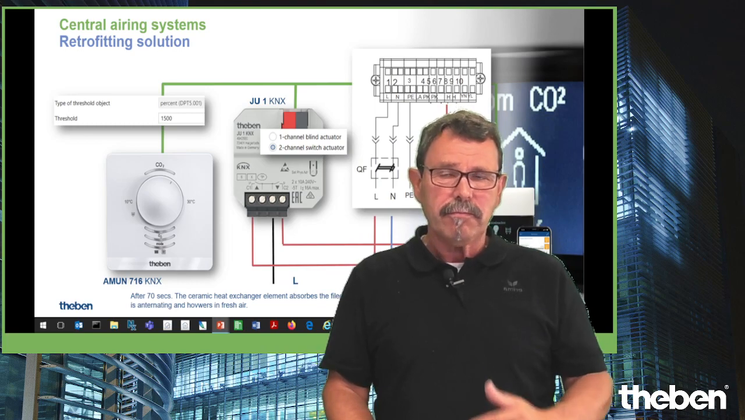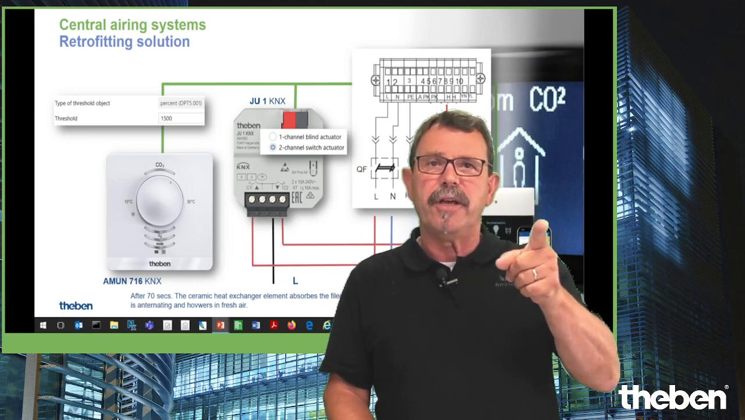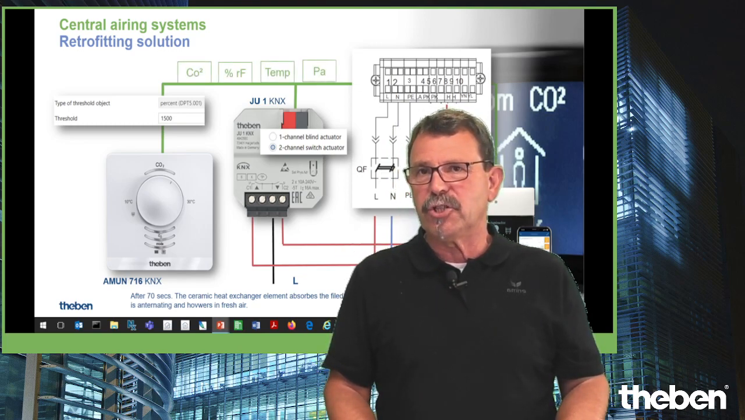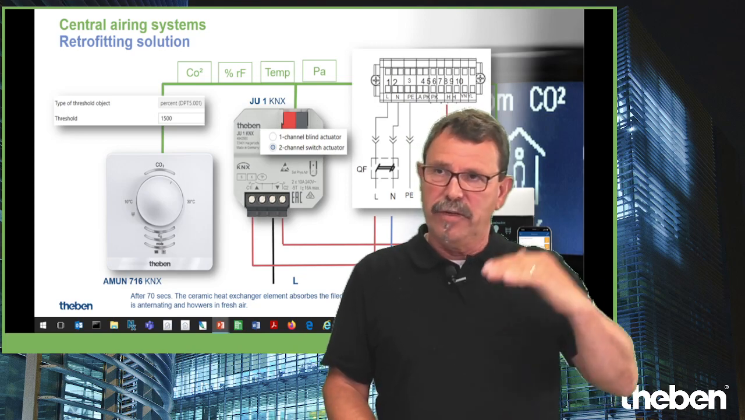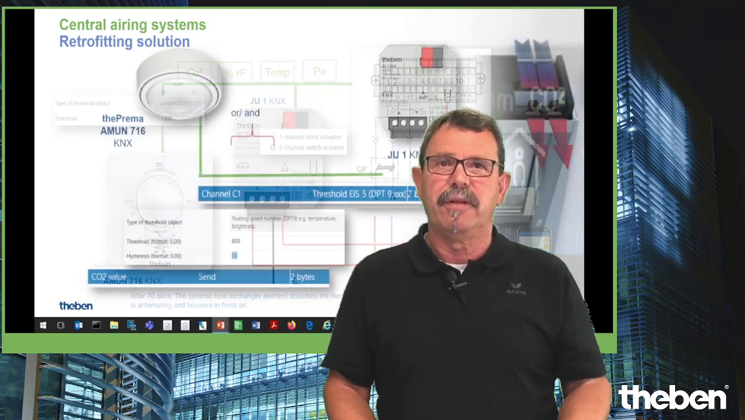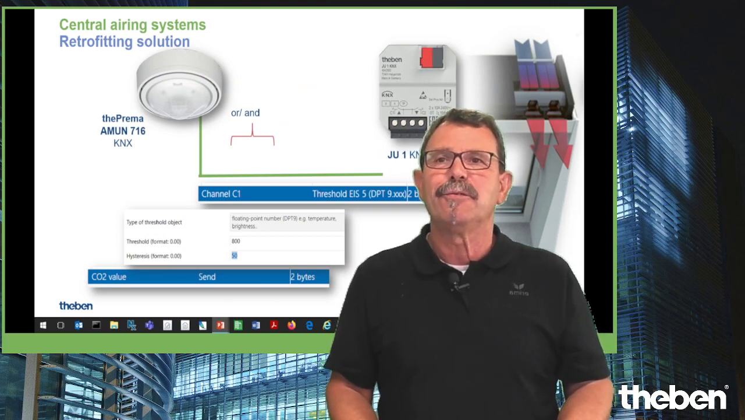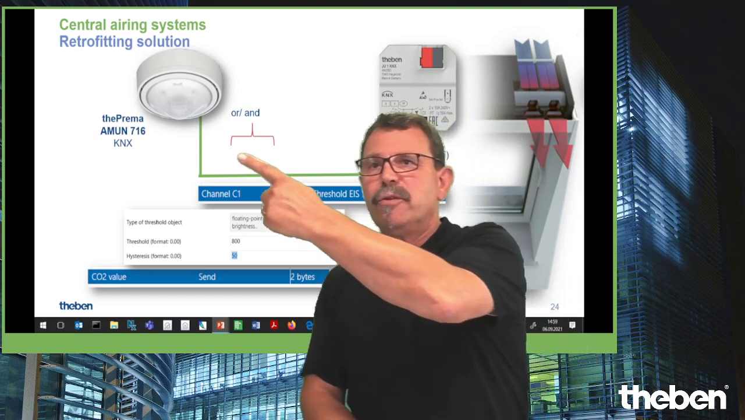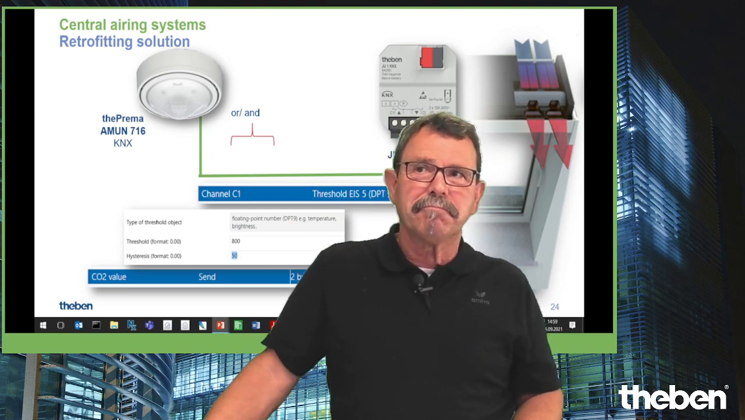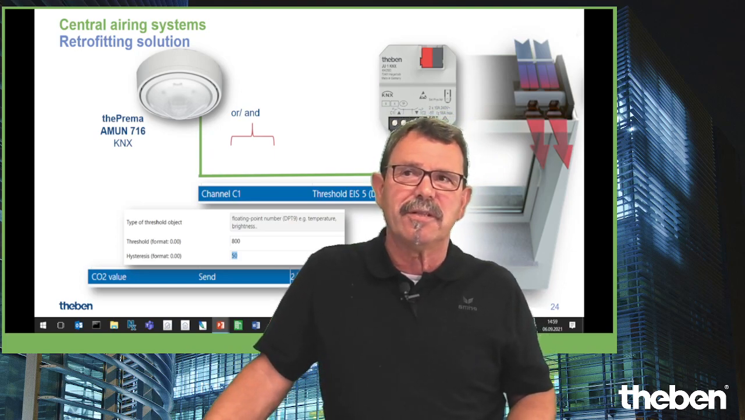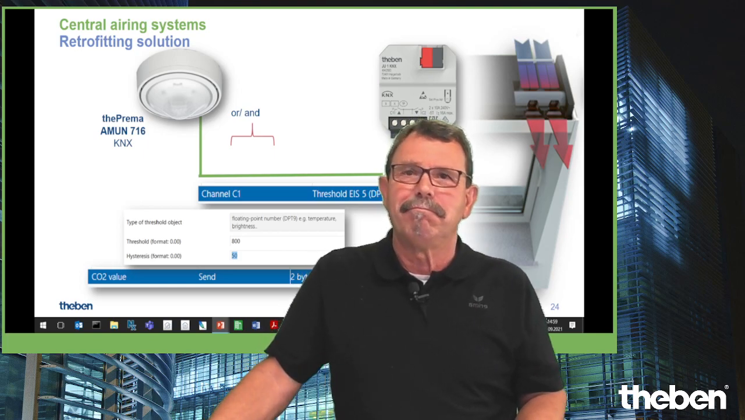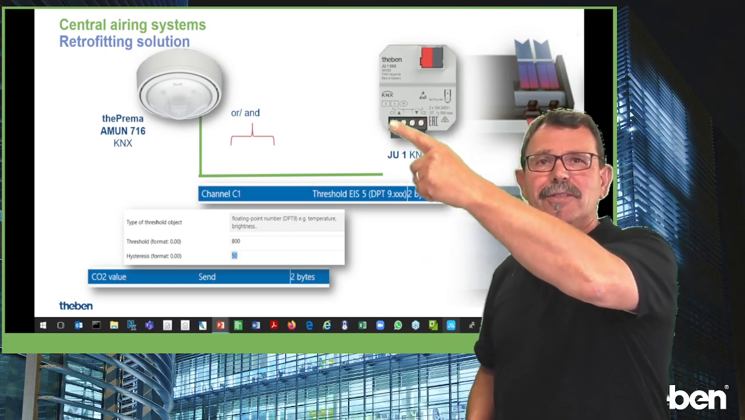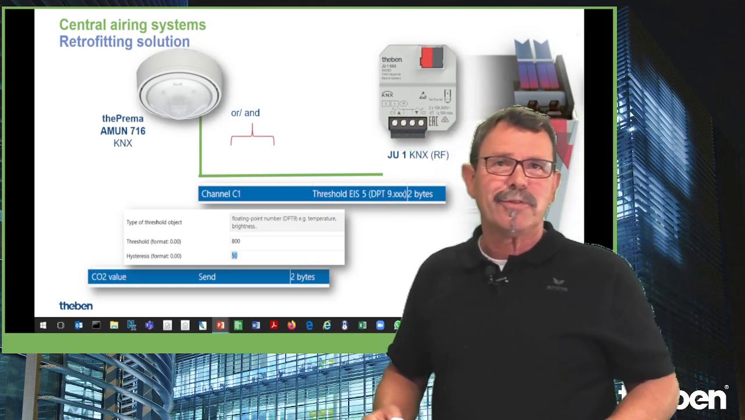That means if a specific threshold is reached, then we give a bit command to the actuator to switch on, for instance, the ventilation, or to start the ventilation. If the next value is exceeded, the next fan speed, for instance, is kicked on. Pretty simple. If you select this all-in-one solution, the thePrema with the AMUN 716 built in, the application is the same. Just set the threshold, you take this actuator with these two relays, two-stage finally, and you can control.